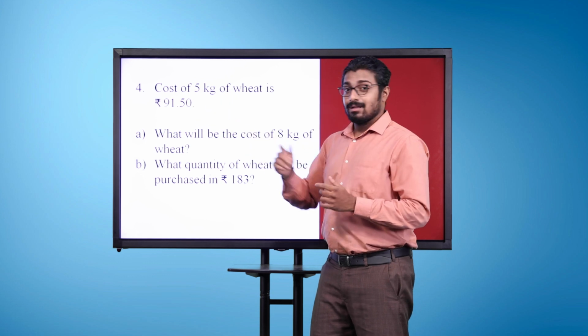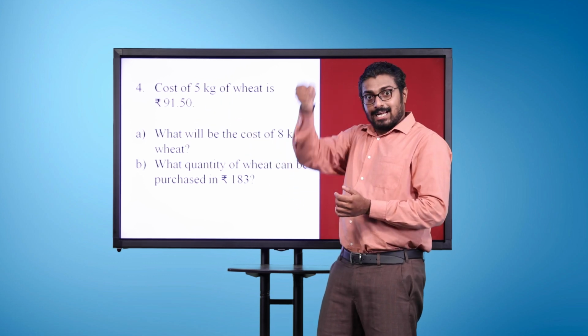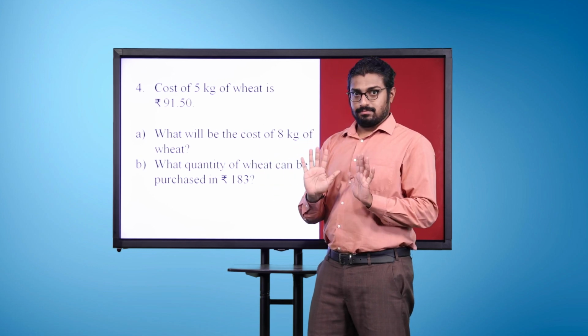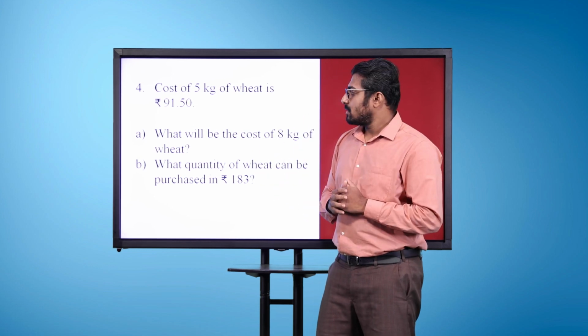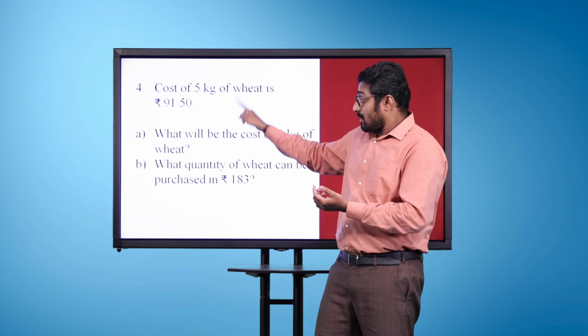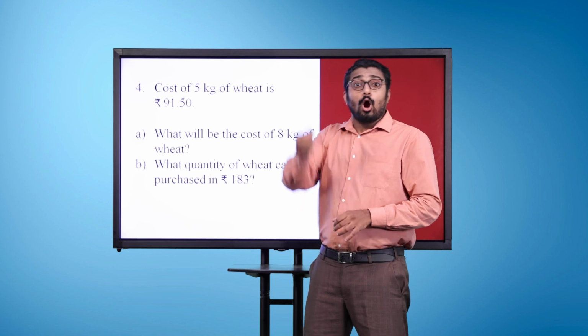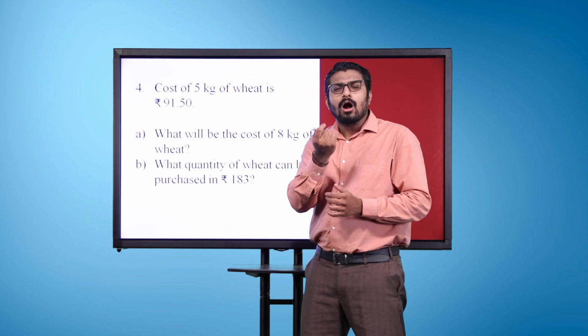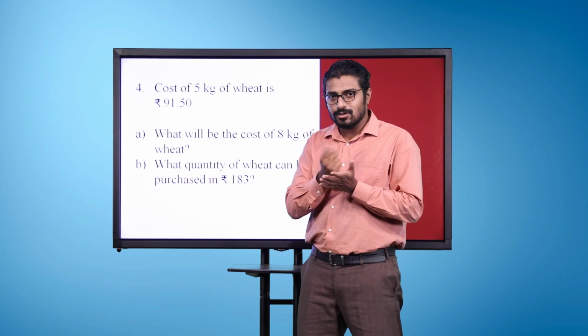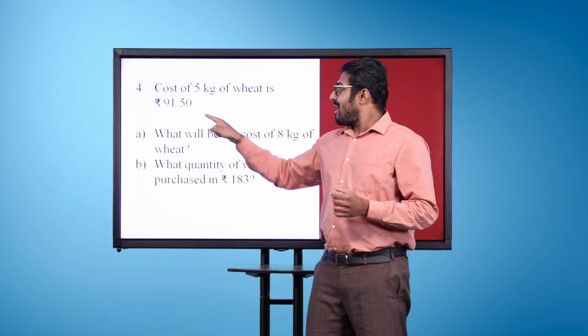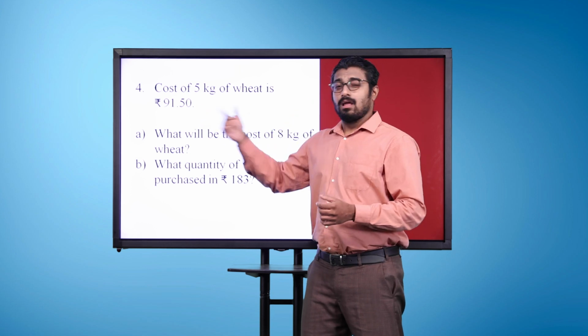Cost of 5 kilograms of wheat is 91.50 rupees. A. What will be the cost of 8 kilograms of wheat? B. What quantity of wheat can be purchased in 183 rupees?